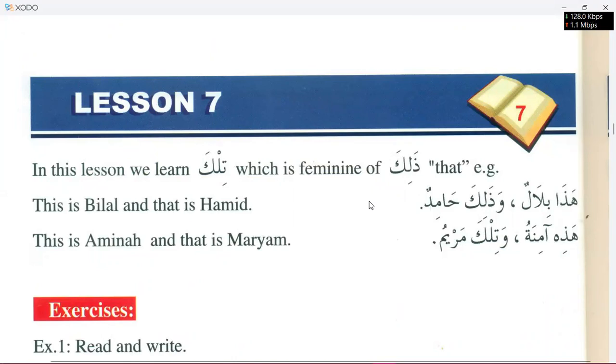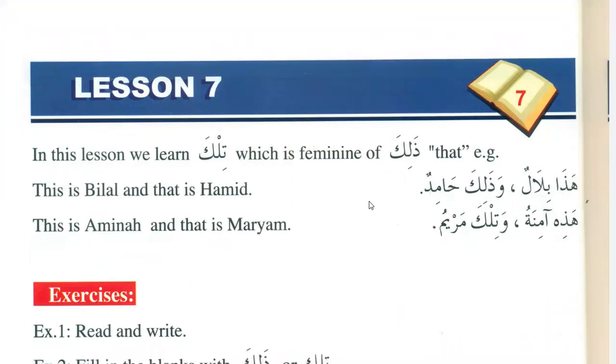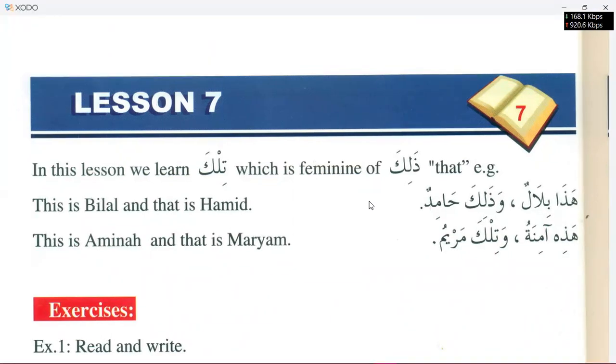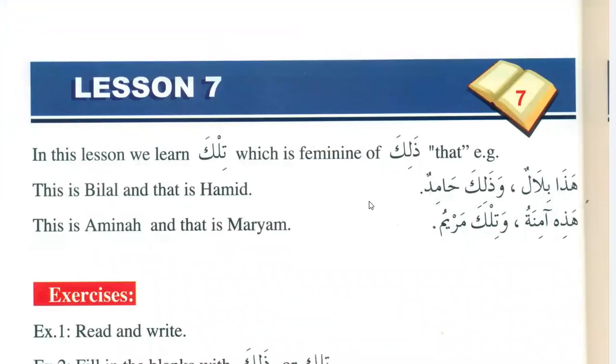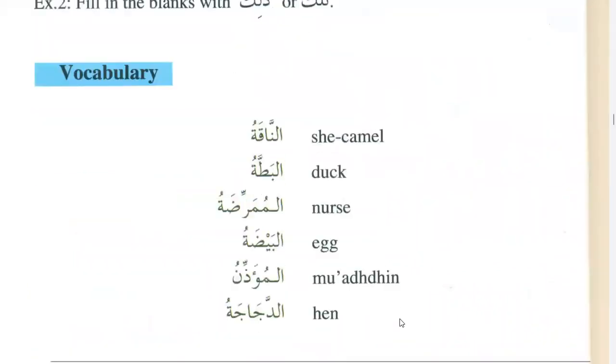In this lesson, we learn tilka, which is the feminine of zalika, that. For example, haza biladun wa zalika hamid. This is Bilal and that is Hamid. Hazihi Amina wa tilka Maryam. This is Amina and that is Maryam. So feminine of Haza is Hazihi and feminine of Zalika is Tilka. Miss Noor.